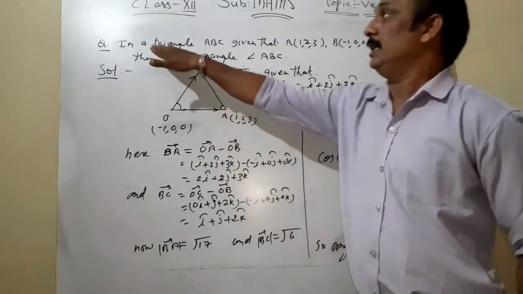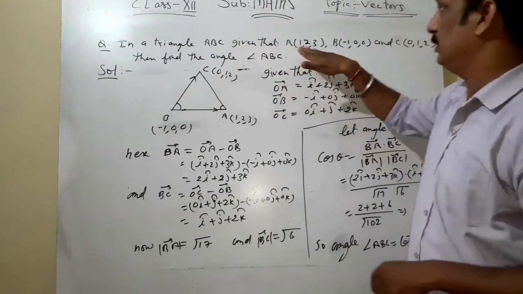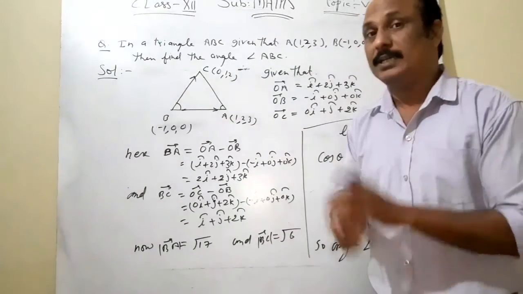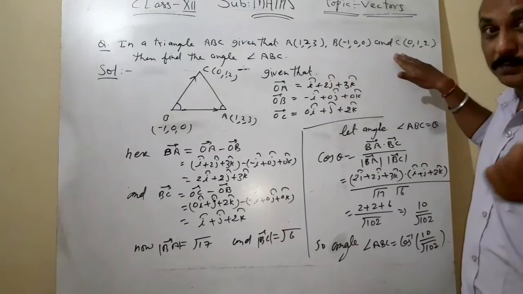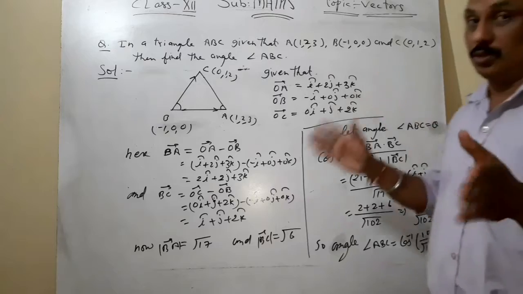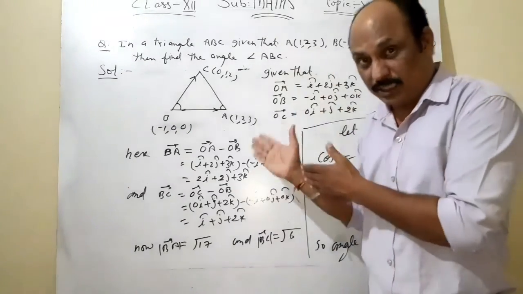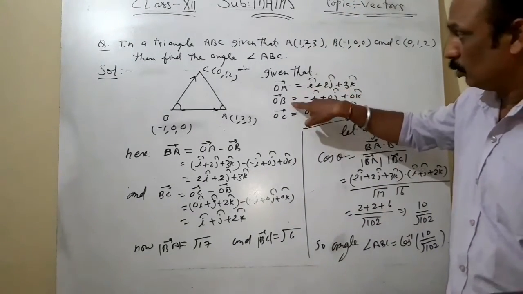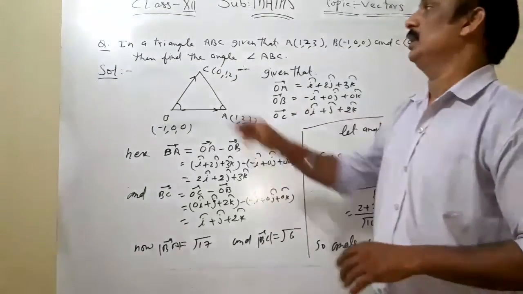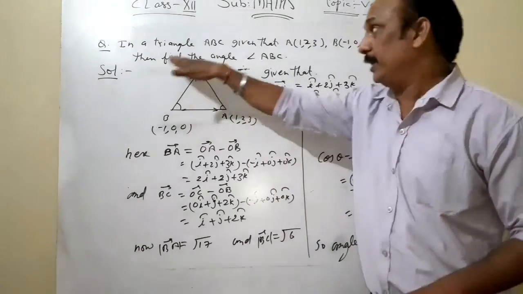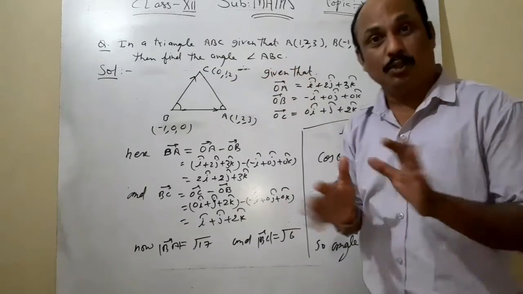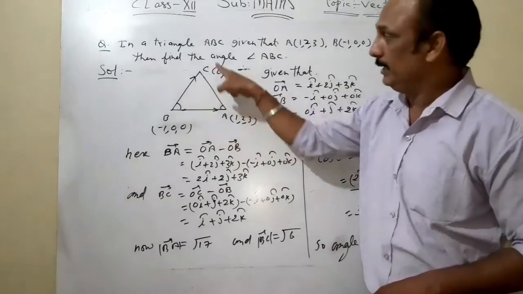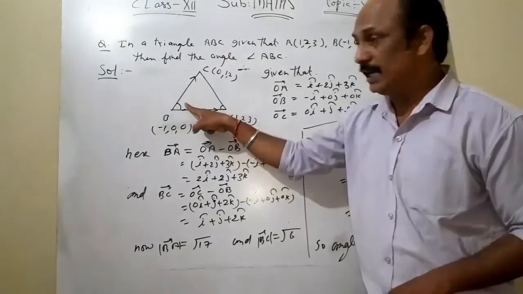Yes, our question is, in a triangle ABC, given that A, B and C, these are vertices of triangle ABC and these vertices represent in Cartesian form. So first of all we should convert these vertices into vector form like OA, OB and OC. Okay, then we want to find the angle ABC. Do you know about angle ABC? Angle ABC means this angle in triangle ABC. अब देखो ये एंगल हम कैलकुलेट करना है.